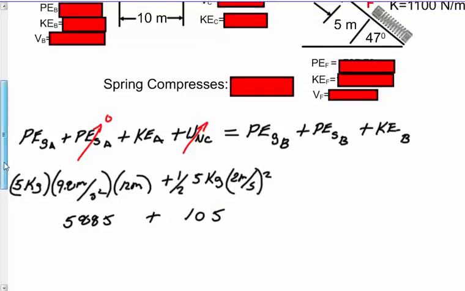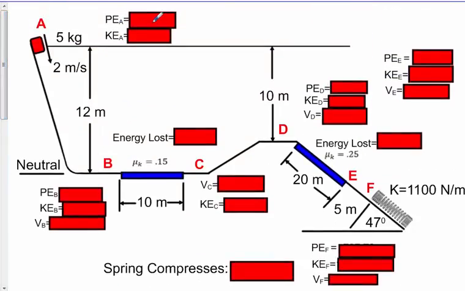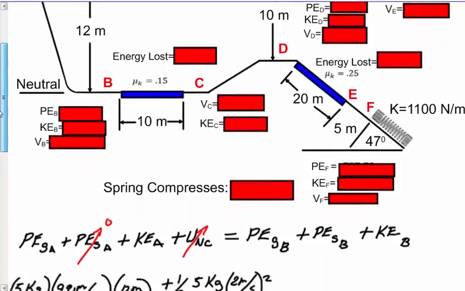So this is what I had in the beginning. We'll go back up here. We will check these right here. 588 joules and 10 joules. And that's where those two values there are going to come from.